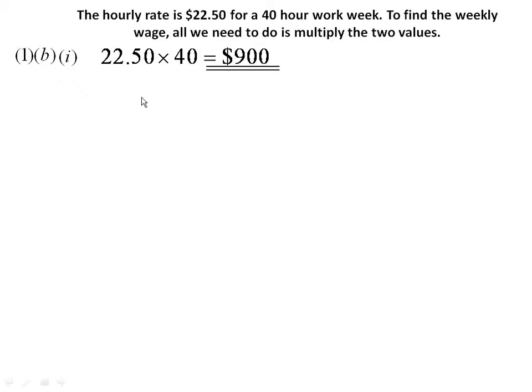As a matter of fact, 22 times 40 is equal to 880, and a half, so we have 0.5, which is a half. A half of 40 is 20, so we have 880 plus 20, and that will give us 900. So that is also something that we could have done mentally.